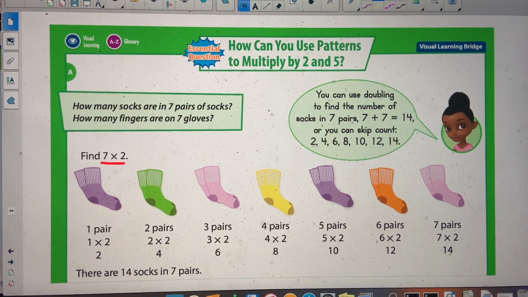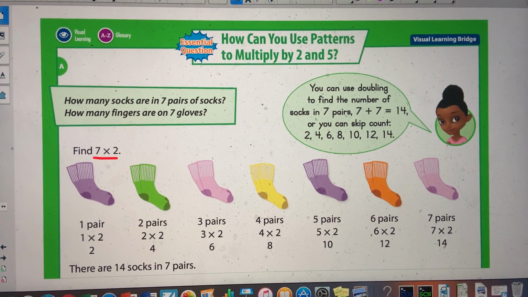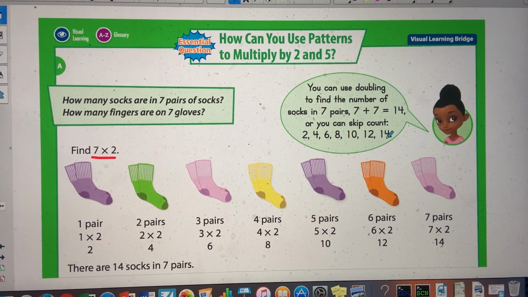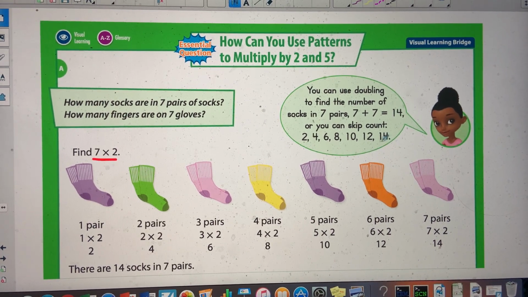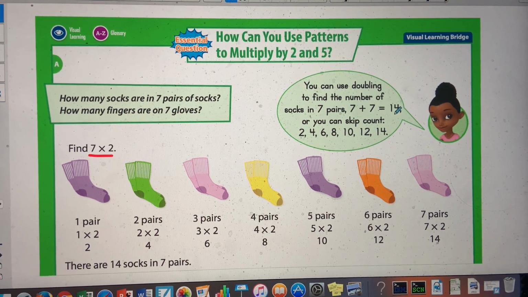So the notes. How can you use patterns to multiply by 2 and 5? Well, here they show you the skip counting over here. 2, 4, 6, 8, 10, 12, 14. Okay. You can use doubling to find the number of socks in 7 pairs. 7 plus 7 is 14.